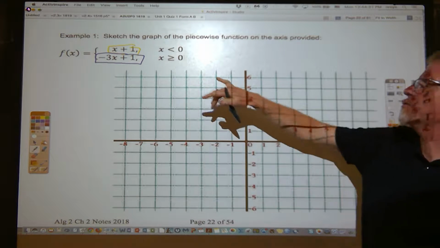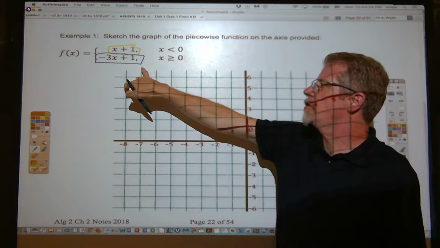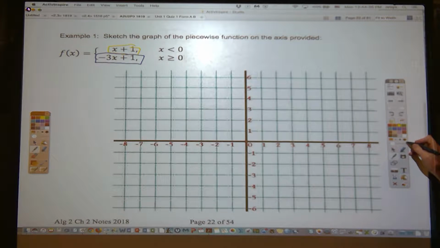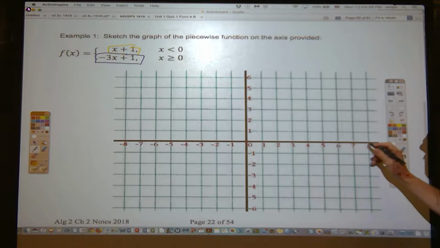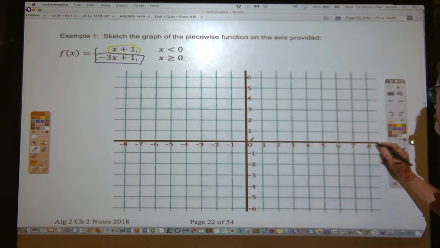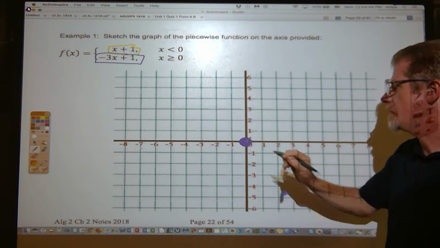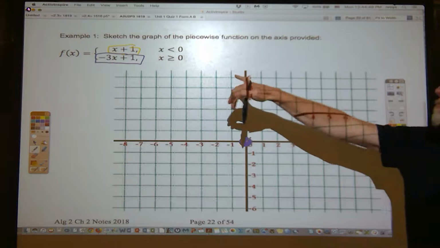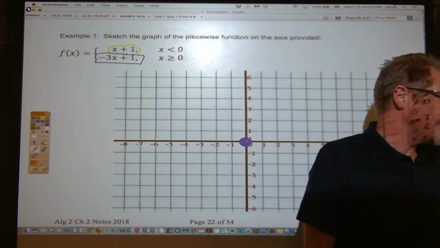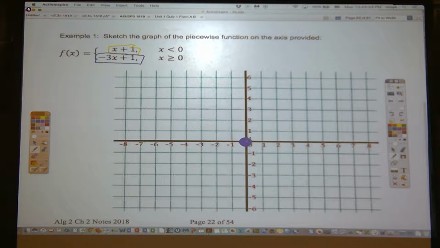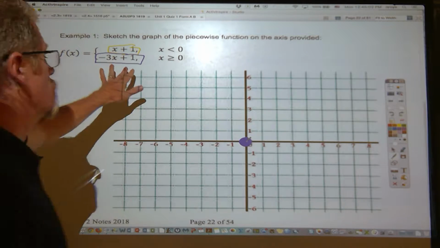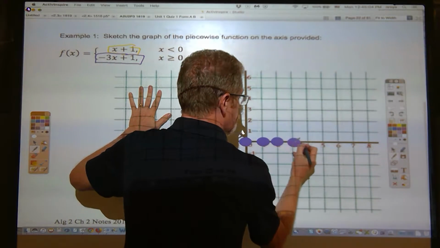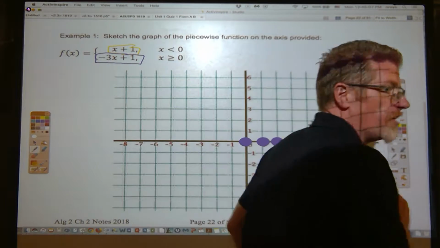Now, golf ball 0 actually is going to go into the purple function. So we're just going to make that purple. Here we go. Golf ball 0 is going to be purple. Make it a little bit bigger. Right there. Now, the purple golf balls are going to be the golf balls that are greater than or equal to 0. Okay? So, get ready. Purple golf balls will be 0, 1, 2, 3, 4, 5, 6, 7, and 8. Those are the purple golf balls.